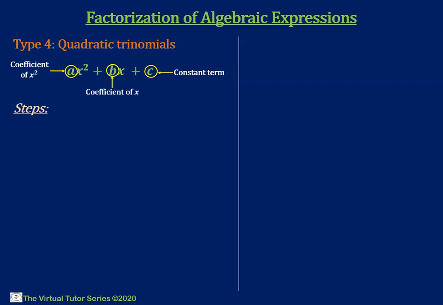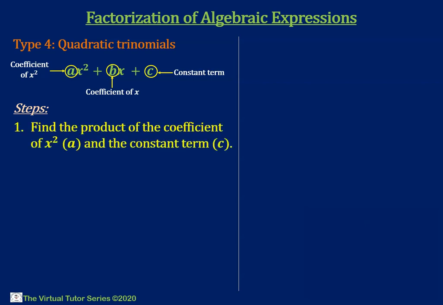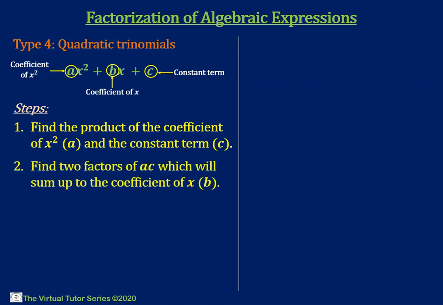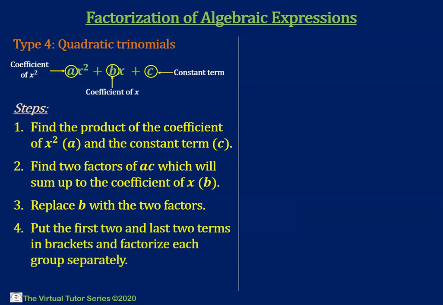Step 1. Find the product of the coefficient of x squared, or a, and the constant term, or c. Step 2. Find 2 factors of ac, which will sum up to the coefficient of x, or b. Step 3. Replace b with the 2 factors. Step 4. Put the first 2 and last 2 terms in brackets and factorize each group separately.